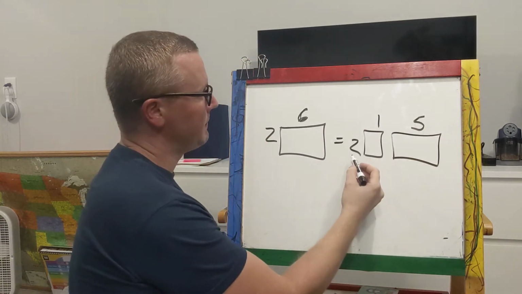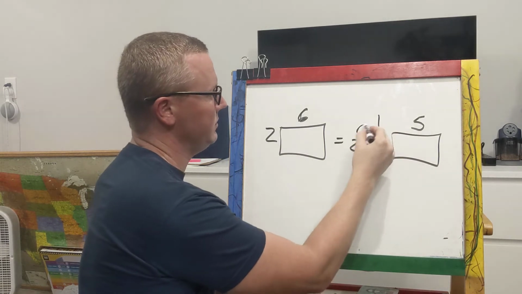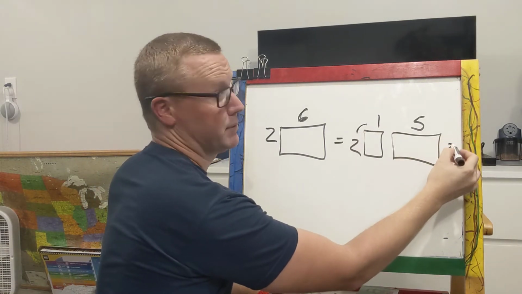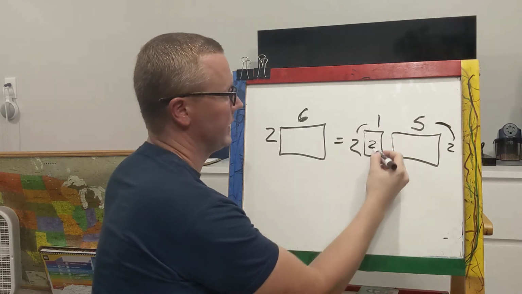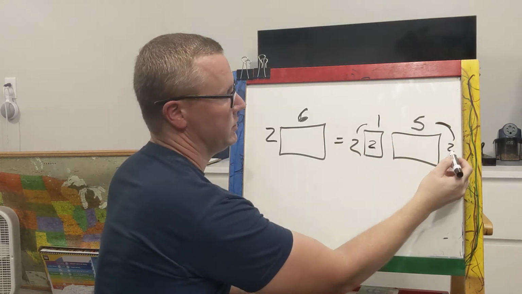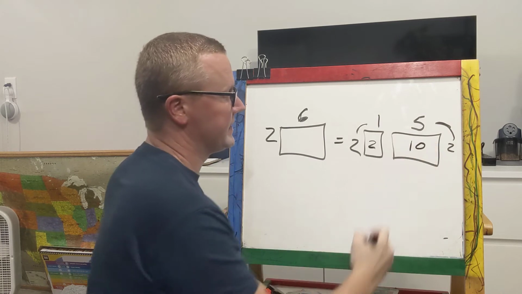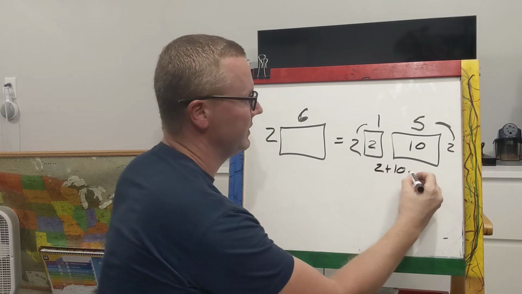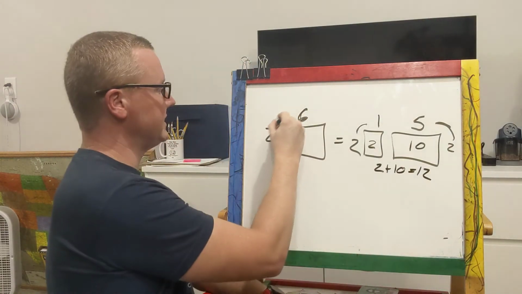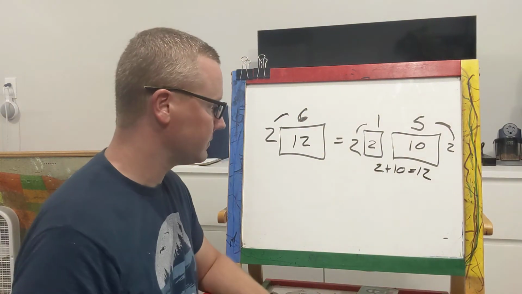And now I can add them up. A 1 times 2, put my dimension there. A 1 times 2 is 2, and 2 times 5 is 10. And when you add 2 plus 10, you get 12. And that's the same as you get over here.